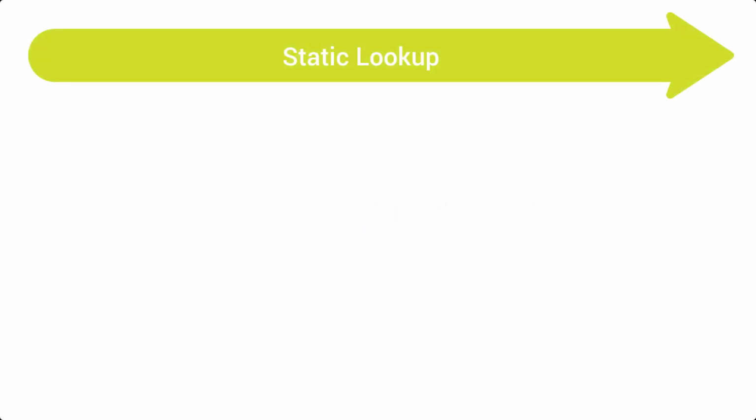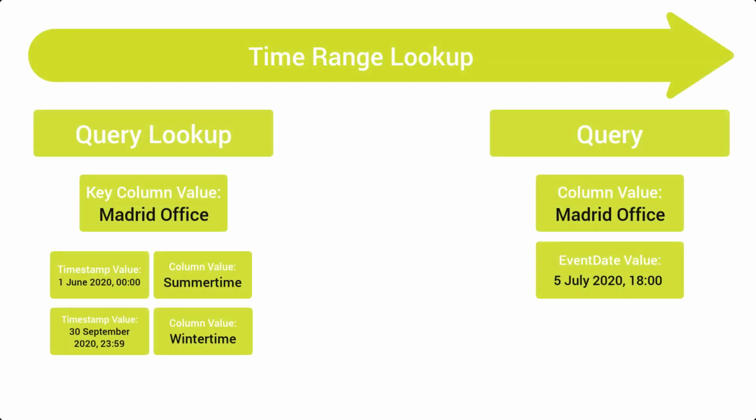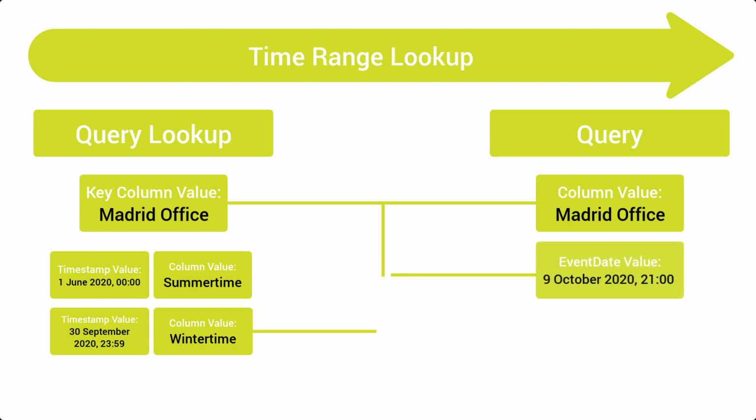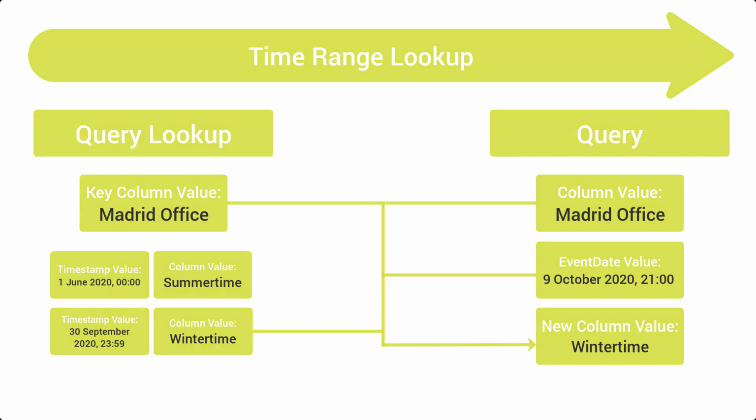Both static and dynamic query lookups can be created as a time range lookup. When using this option, the same entry of your key column will be matched with different results depending on the corresponding time range between the dates specified in a timestamp column of your query. This way, you can match the same value in your query with different values in your lookup, which may come in handy in different situations.